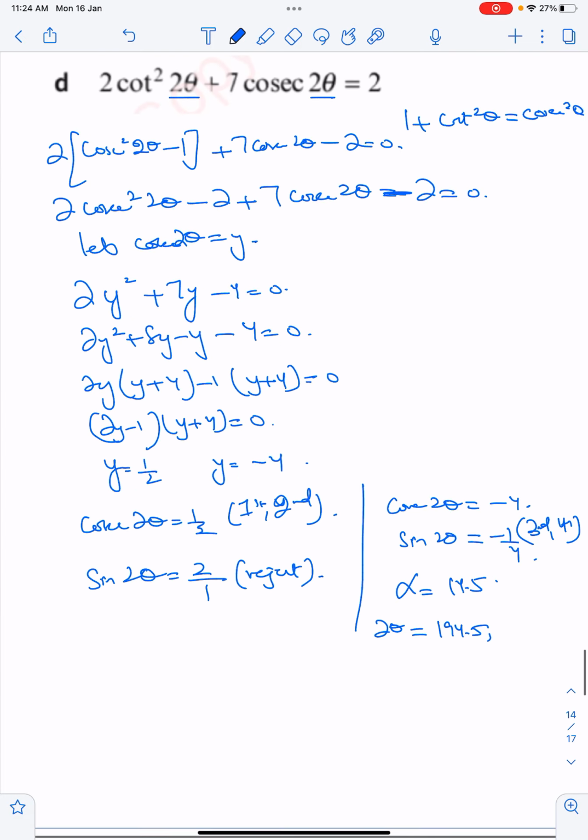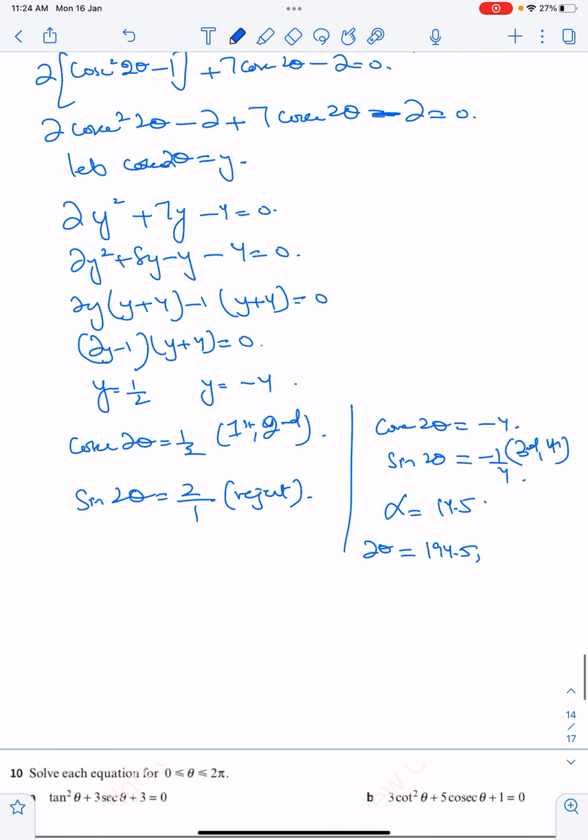And for the fourth quadrant, I just wanted to check the range, it's from 0 to 180. Okay, if the range for theta is from 0 to 180, so 2 theta will be from 0 to 360. That means you can accept angles in the first rotation in all the four quadrants. Okay, the fourth quadrant will be 360 minus 14.5, 345.5.